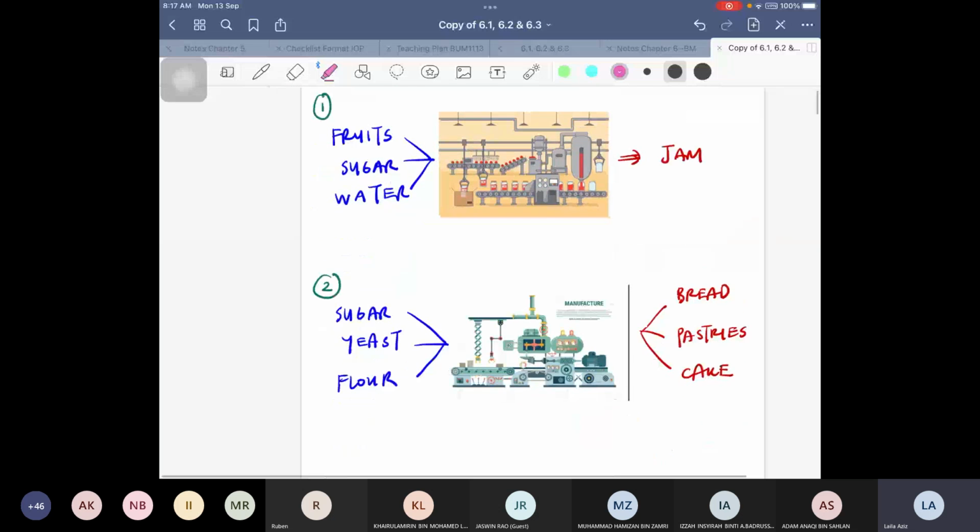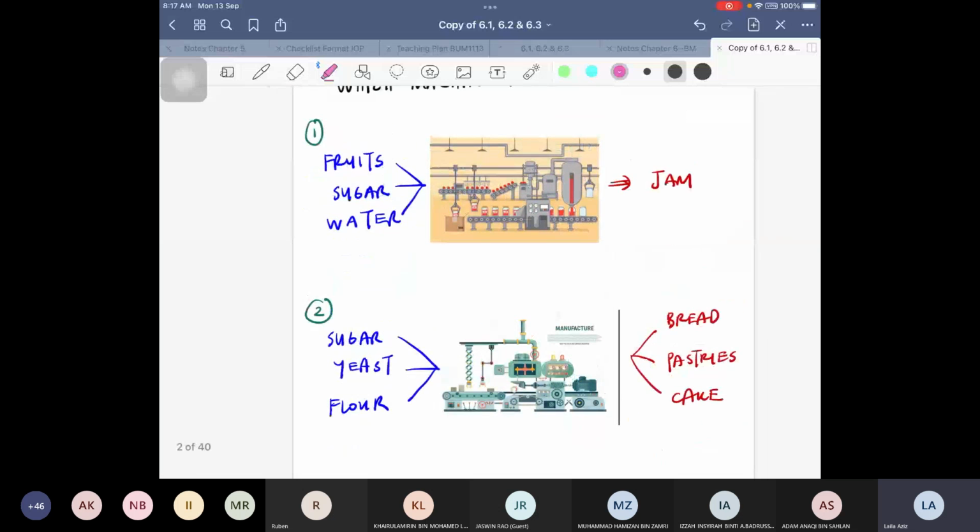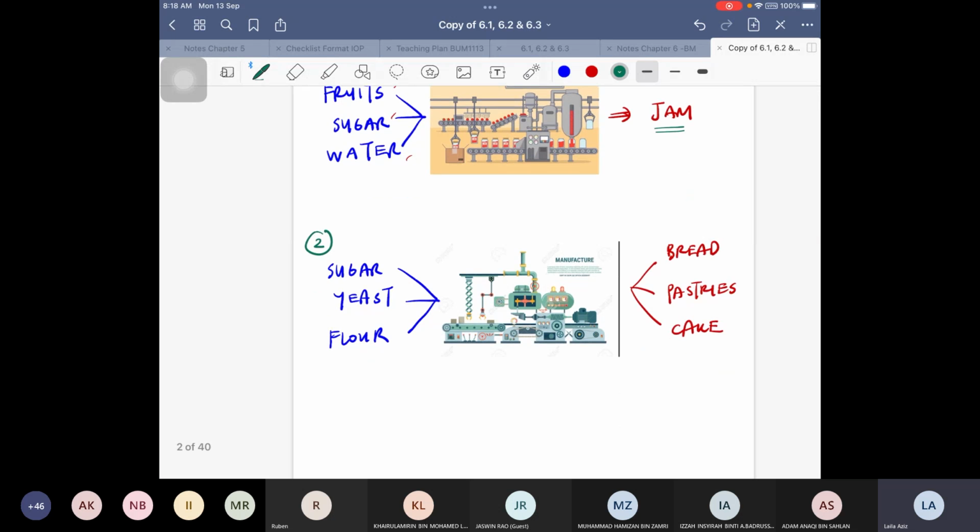Okay, let's say kalau kita ada machine. So I have two machines over here. Machine number 1 dan machine number 2. So machine number 1, apa yang saya buat adalah, saya bagi input, saya bagi fruits, saya letak sugar and saya letak water. So what happens is that, daripada machine nombor 1, kita hasilkan satu output which is going to be jam. Okay, contoh dia lah. Machine nombor 2 pula, saya bagi dia sugar, saya letak yeast, saya letak flour as the input. Saya masuk dalam mesin tu, apa yang berlaku adalah yang keluar adalah bread, pastries dan juga cake.